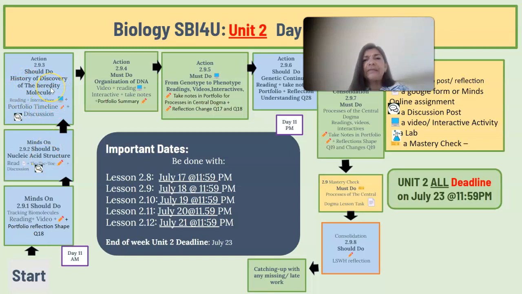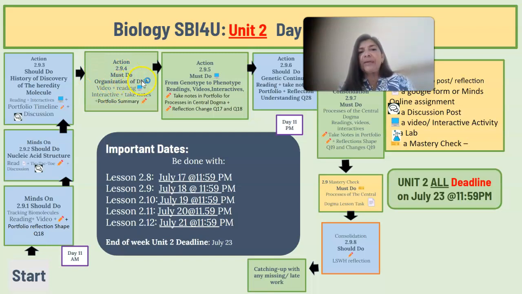The third is a study of the history of discovery of DNA. It will ask you to create a timeline after you read and go through the interactives, and then post it in the discussion and have a discussion about this timeline. Then we'll start with our actions and must-dos.